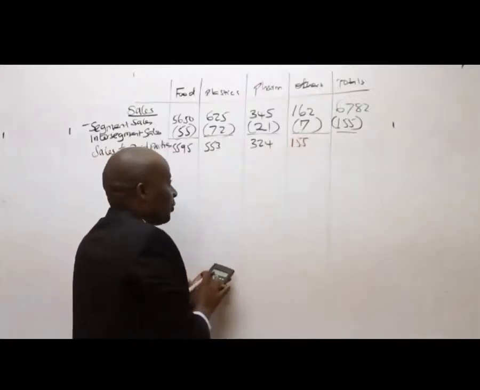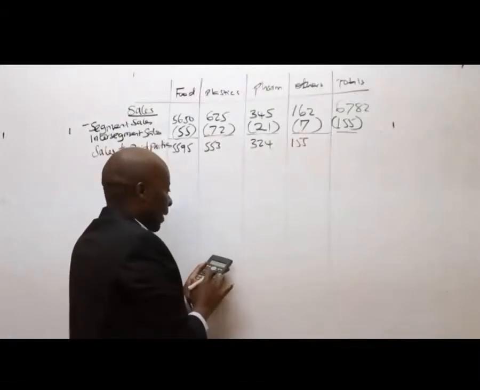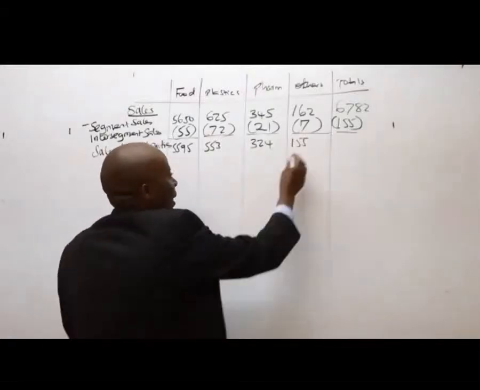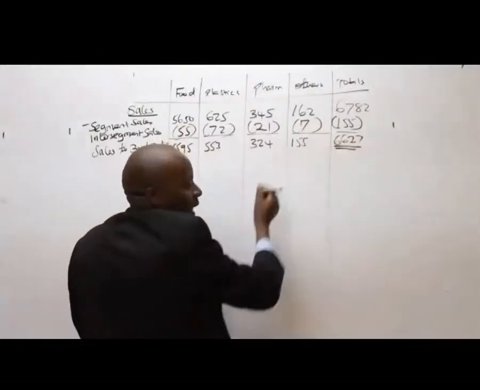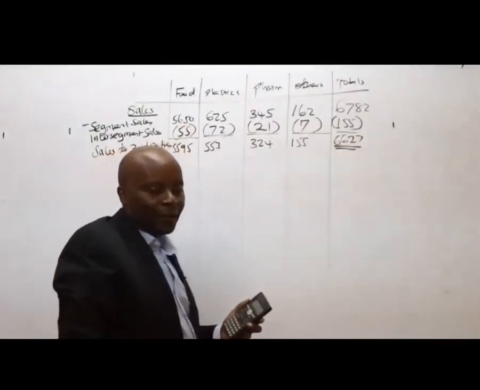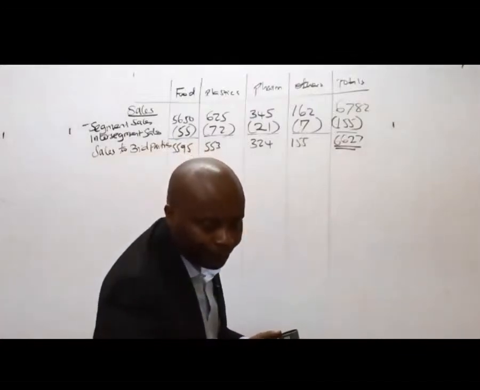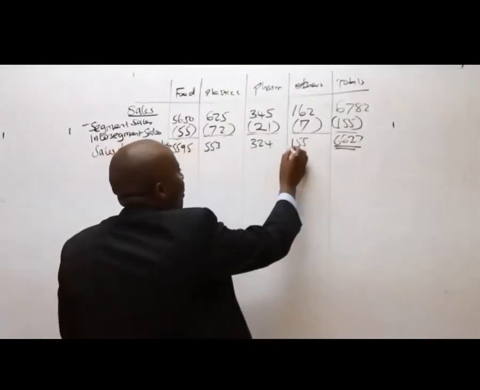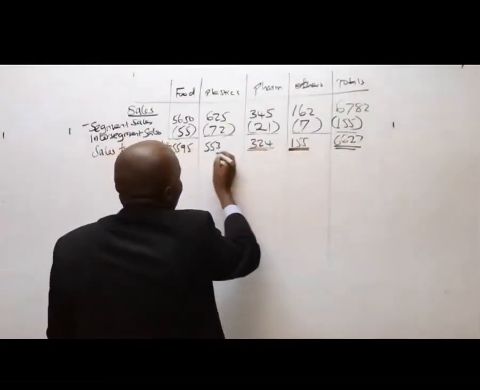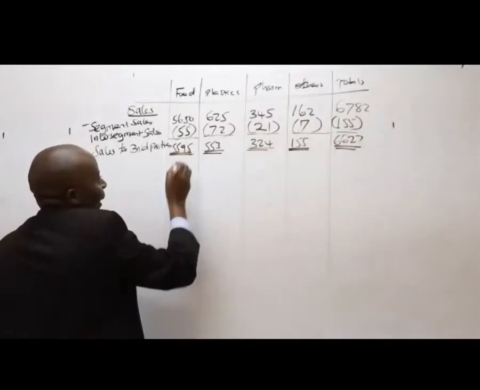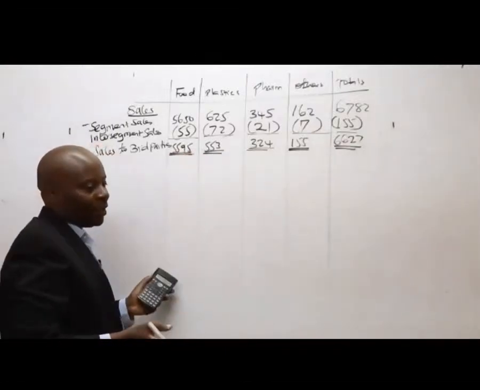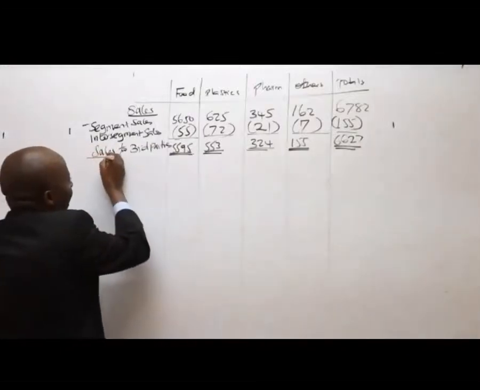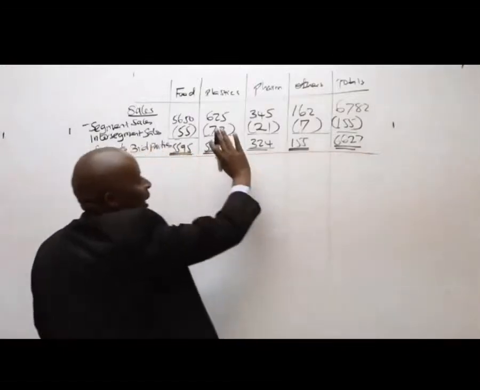Then we have 67.82 minus 155, giving me 66.27. Remember that these figures are an end by themselves. So you need to double underline them, like that. So that is the first disclosure up there, that is the end of that area.